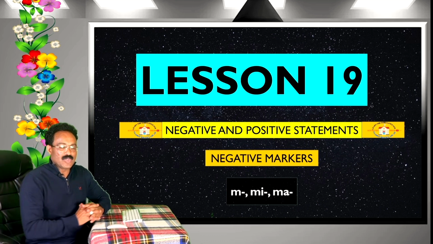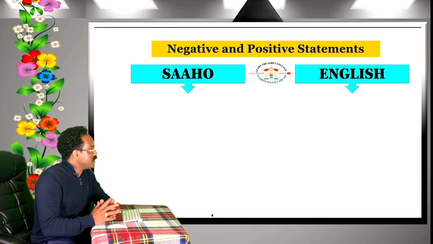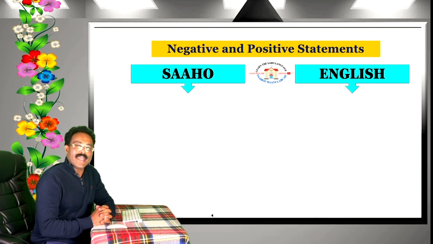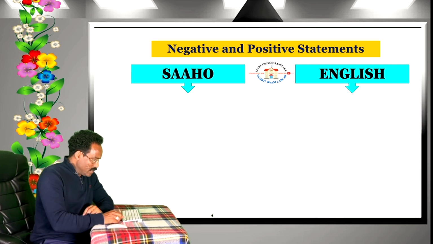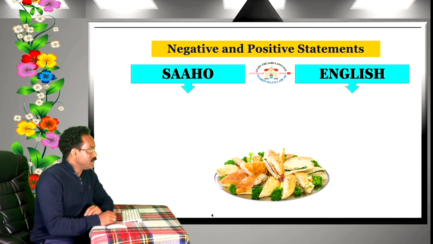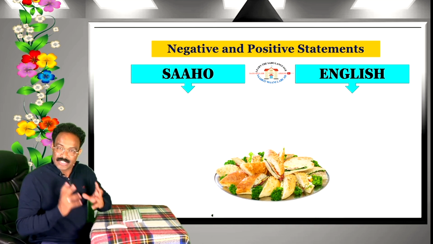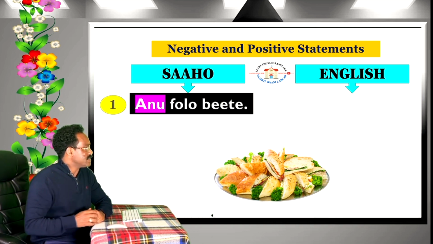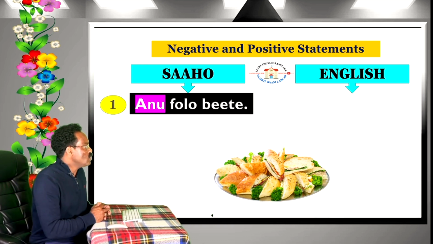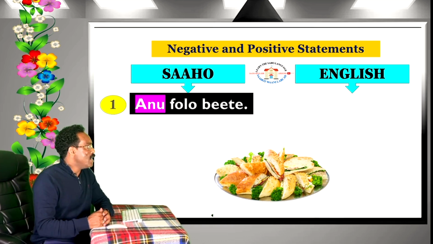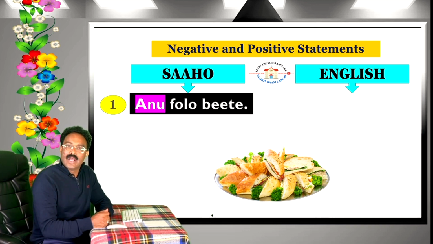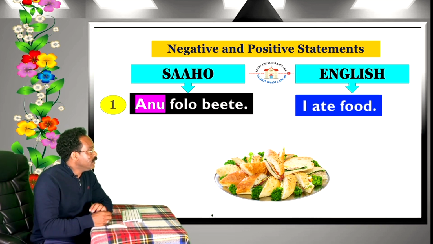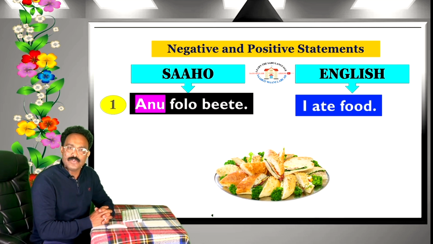Welcome back everyone. Okay, now we're gonna see negative and positive statements. So when we pick up on the SAHO statement, it goes like this. For example, anu follow bete. In English, it is I ate food.